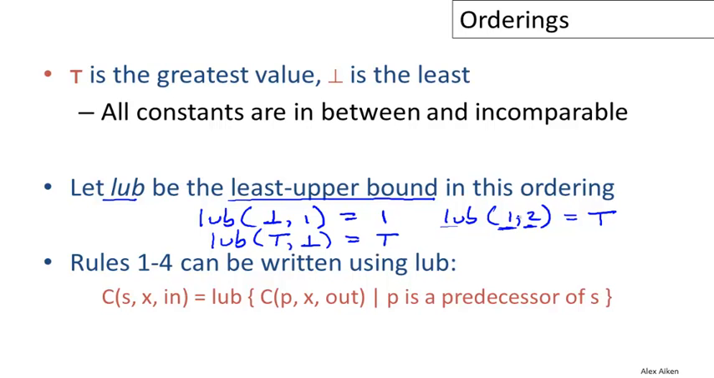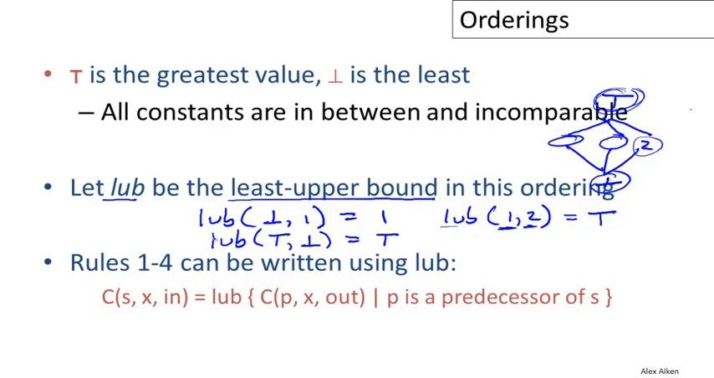If you draw our picture again, with bottom and top, and pick out some points, say we want the least upper bound of bottom and 2, you're just picking the smallest thing that's bigger than both. That's going to be 2 itself. Similarly, 2 and top gives you top. And if you have anything that's incomparable, then you have to pick something that's bigger than both of them, and for this very simple ordering, that will always end up being top.